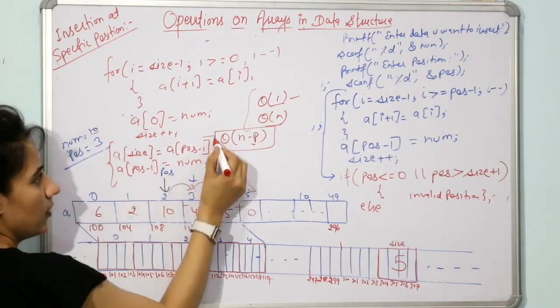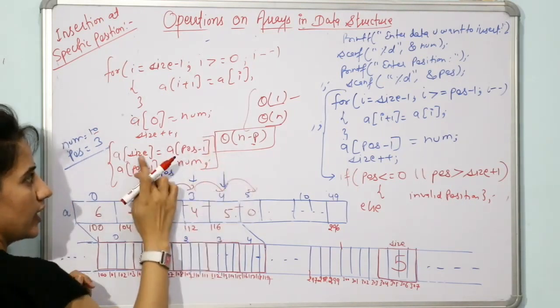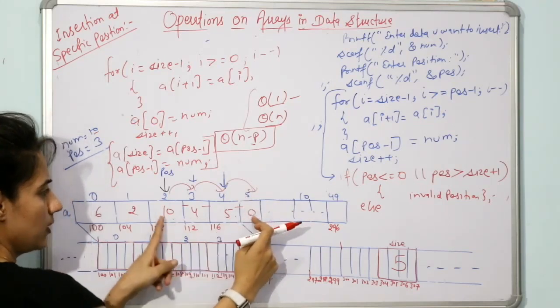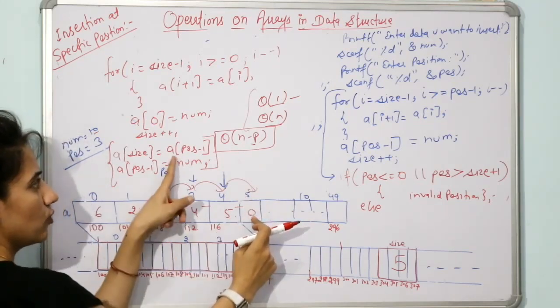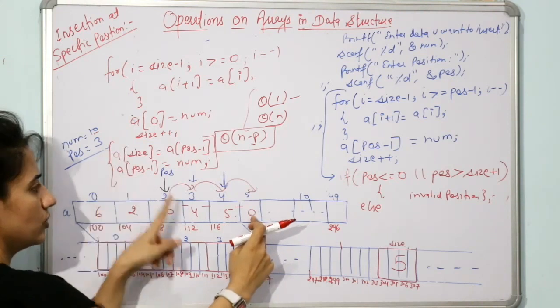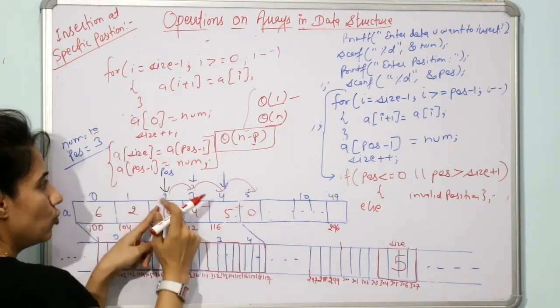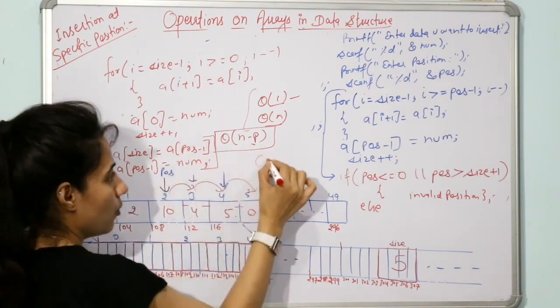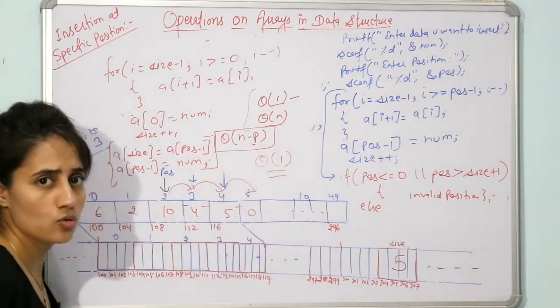So you can simply write these two lines: at a of size. Size is equal to 5, so a of 5 you can simply store this 0. This 0 means from a of position minus 1. Position is 3, 3 minus 1, that is 2. And at 2, at position minus 1, you can insert the number. And this will take how much time? Constant time, that is 1.